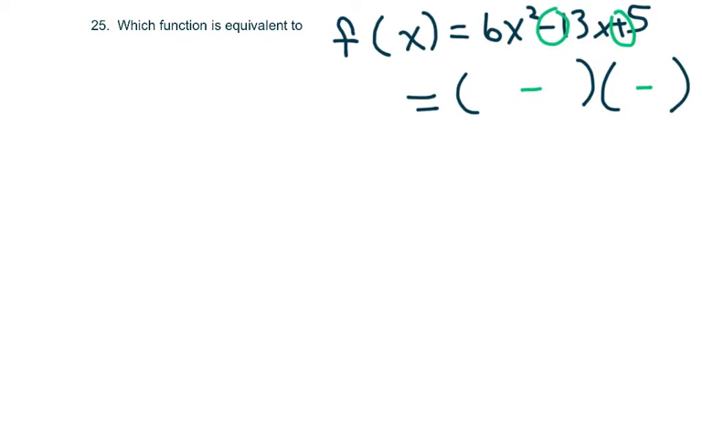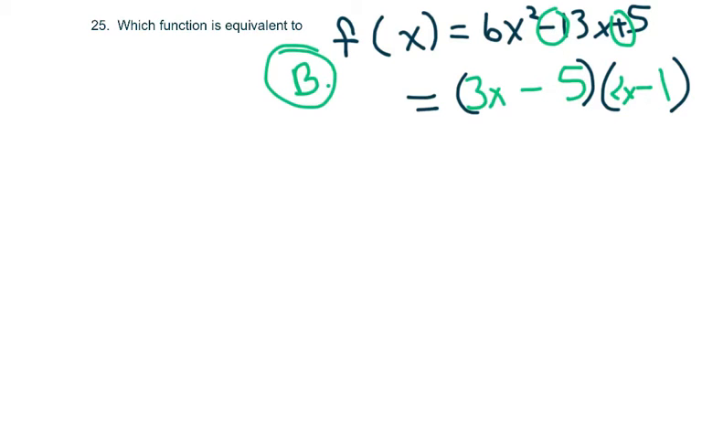So I'll put my 5 here and 1 here. And I'm not sure about the first two. It's either 6 and 1 or 3 and 2. And I see all the answers are 3 and 2, so I'm just going to put 3x and 2x. And so my answer would be B.